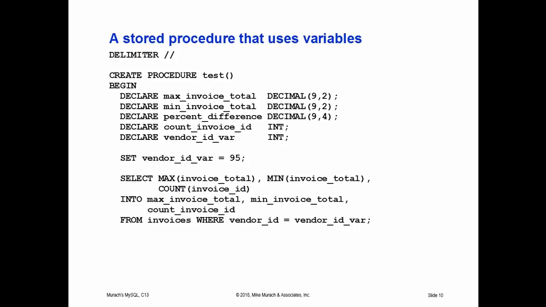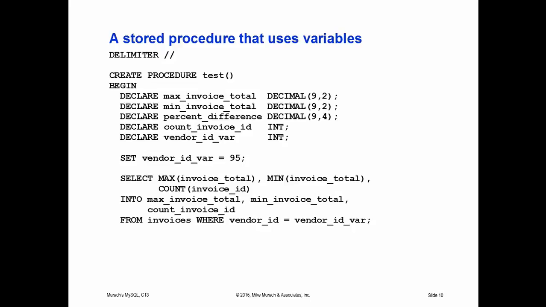Again, the first thing we're doing with that delimiter is turning off the meaning of the semicolon. So the semicolon no longer ends statements. It'll end the current statement, but it'll allow us to hold the test procedure as one big unit of information. We're creating this procedure called test. We're declaring 5 variables. The first 3 are of type decimal, and the last 2 are of type integer. We're setting the vendor ID to 95.